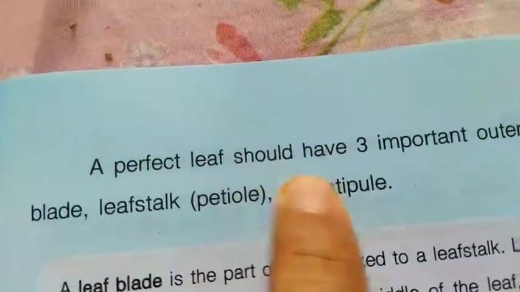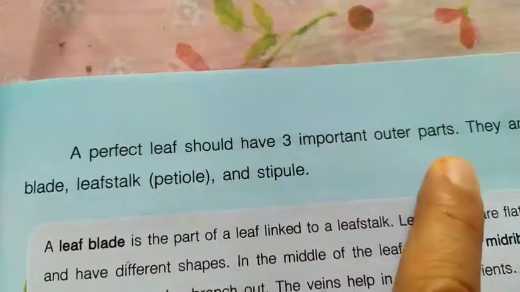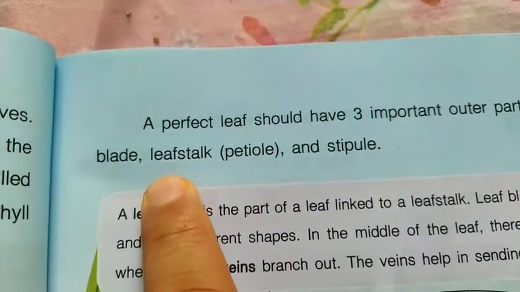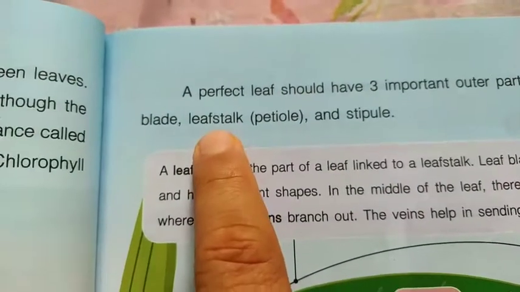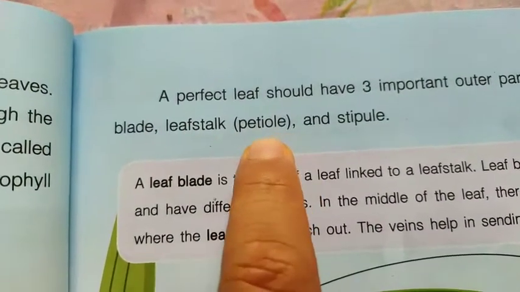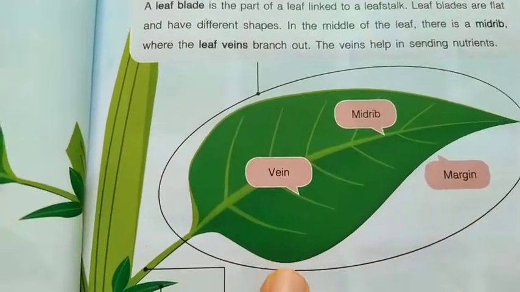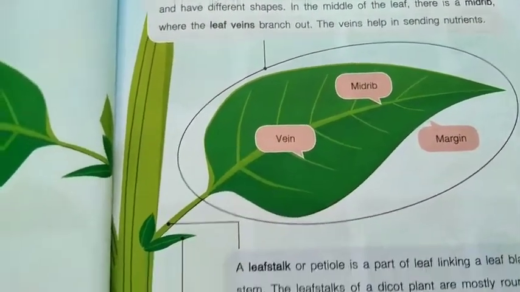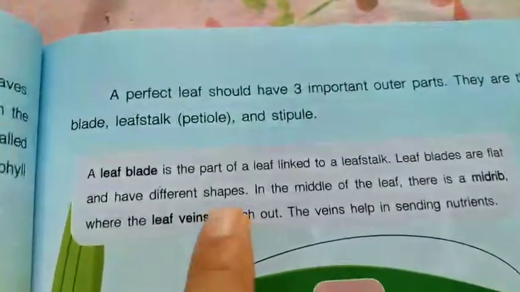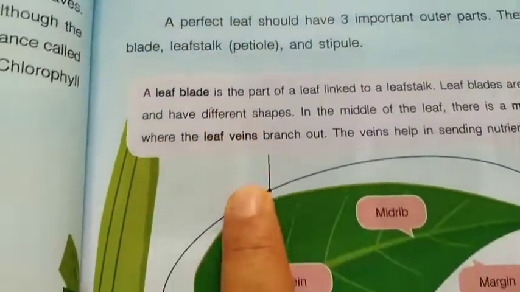Okay, let's study about the leaf. A perfect leaf should have three important outer parts. They are blade, okay, leaf stalk or petiole, and stipules. Look at that one. The leaves, the midrib, and the margin.